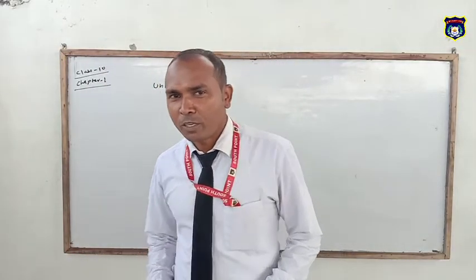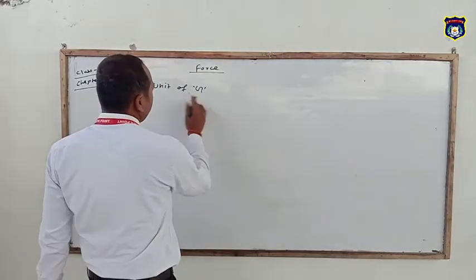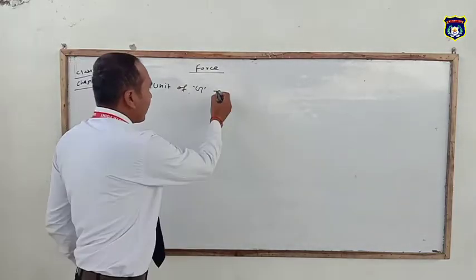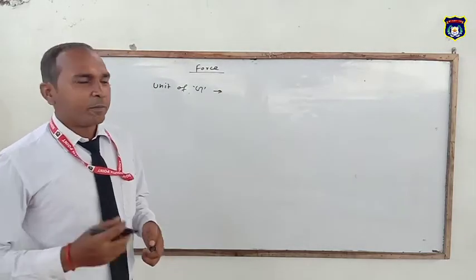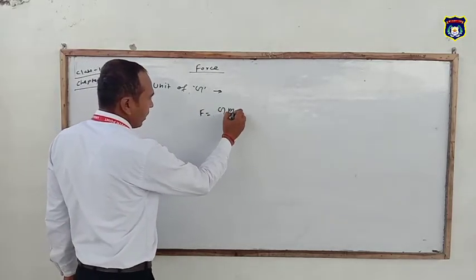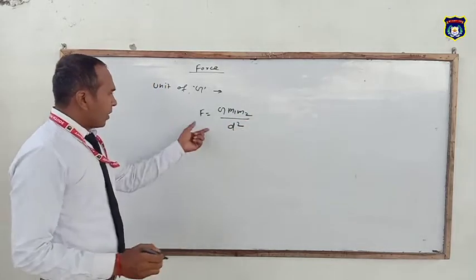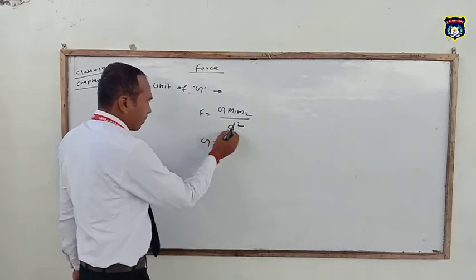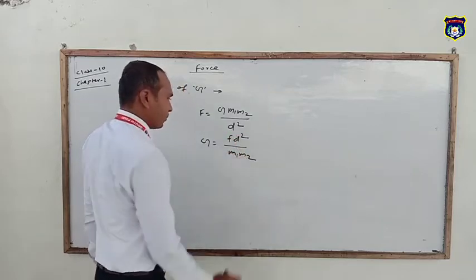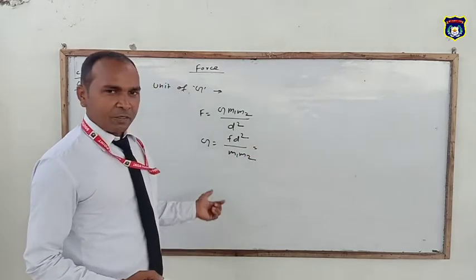Okay, today I am going to talk about the definition and unit of G. When we talk about the unit of G, we can find it from its formula. Here we already know F is equal to G m1 m2 by d square. Then when you calculate the value of G, G is F d square by m1 m2. From this formula we can easily find the unit of G.